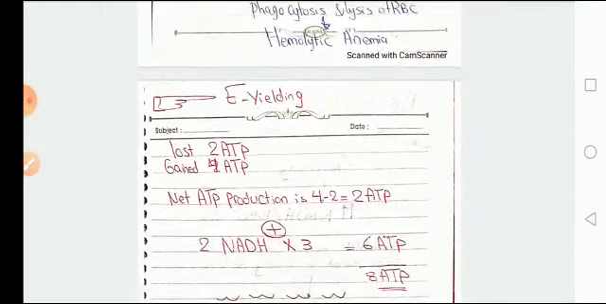Energy yielding. As we mentioned before, we lost 2 ATP molecules and we gained 4 ATP molecules because of substrate phosphorylation, and we have produced 2 NADH.